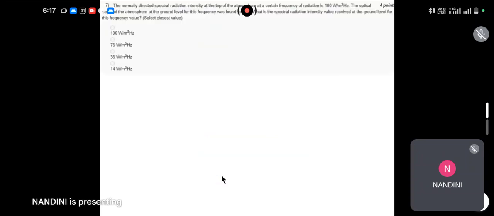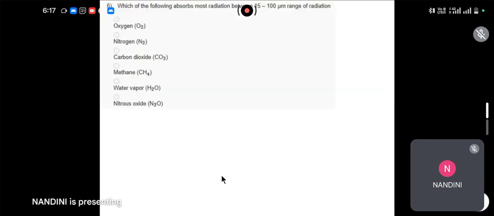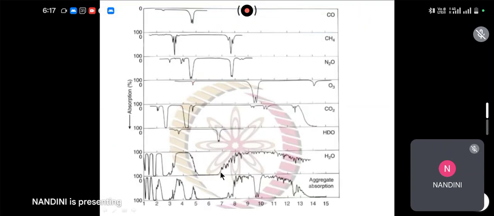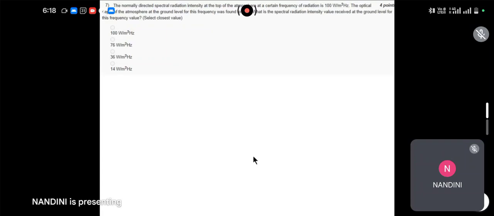From the figure, we can see that in case of water vapor, the radiation range is 5 to... So this is the answer. Water vapor, as we can see from the figure. In case of water vapor, the maximum absorption is taking place between 5 to 100 micrometers, from 5 to that range actually. Okay, so that is the answer. Water vapor is the answer.